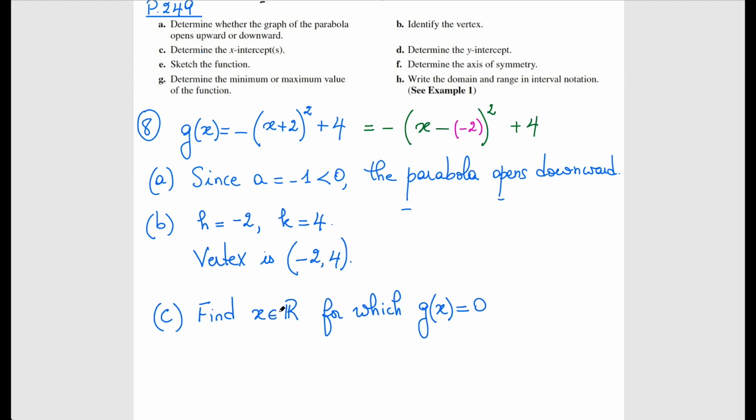Those are the x coordinates of the points on the graph of the function whose second coordinate is 0. So g of those values should be 0. And what does g of x equals 0 mean? In this context it means that this expression is 0, because this is what g of x is. So I'm going to copy it. This means minus the quantity x plus 2 squared, plus 4, should be 0, right?